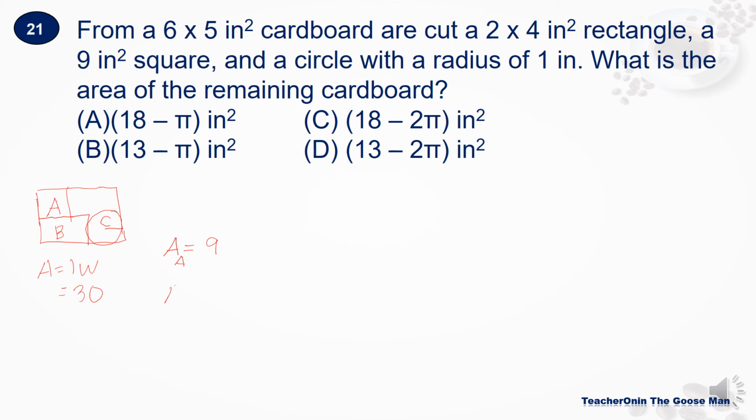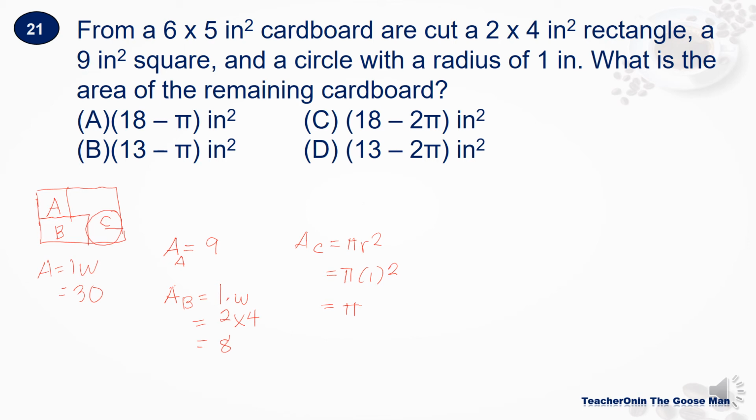Next, area B. So, to get the area B, this is length times width. So, meaning to say, this is actually 2 times 4. So, we have 8 inches squared. Next, area C, which is actually a circle. So, the area is pi r squared. But take note that the radius is equal to 1. So, we have pi times 1 squared. So, substitute natin, this is simply pi.